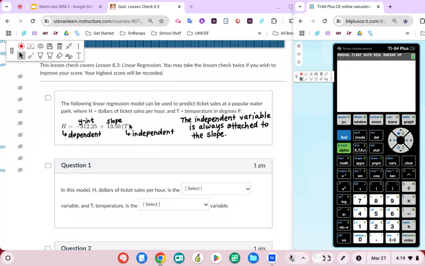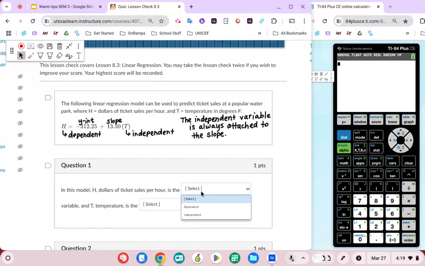Again, in algebra, that's typically our x value. So this one is saying that for every extra degree, as the temperature increases for each degree, then we can predict that our ticket sales are going to go up by $13.50. Just reminding you, the independent variable, the x, if you will, is always the one that's attached to the slope. So in this model, H, dollars of ticket sales per hour, is the dependent variable, and T is the independent variable.